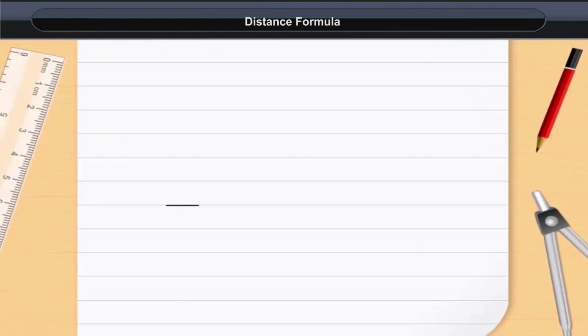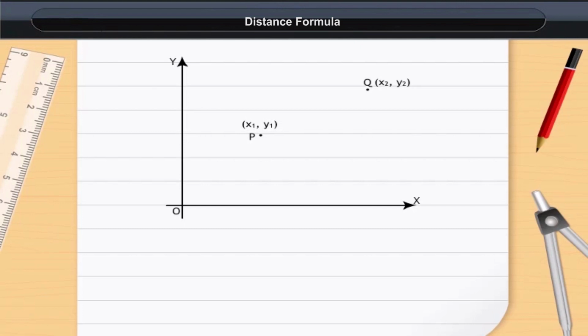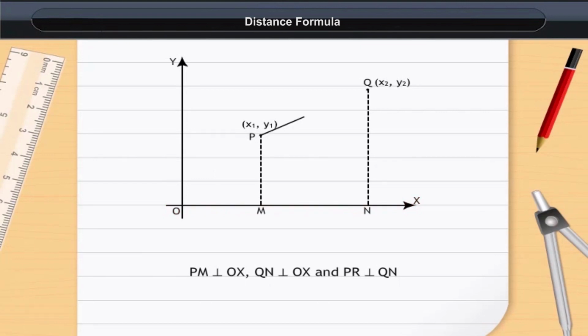Distance formula. Let us now find the distance between 2 points P with coordinates x1, y1 and Q with coordinates x2, y2. At first, we make perpendiculars PM and QN on OX and we make a perpendicular on QN from point P meeting at point R as shown.